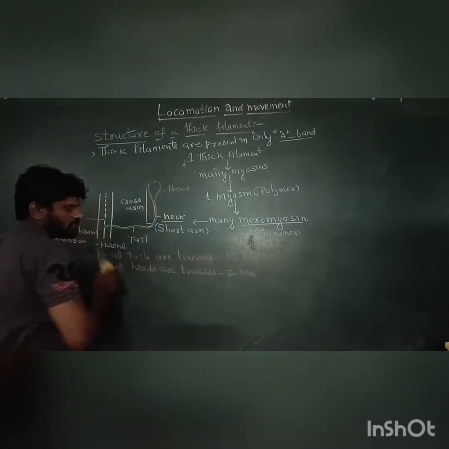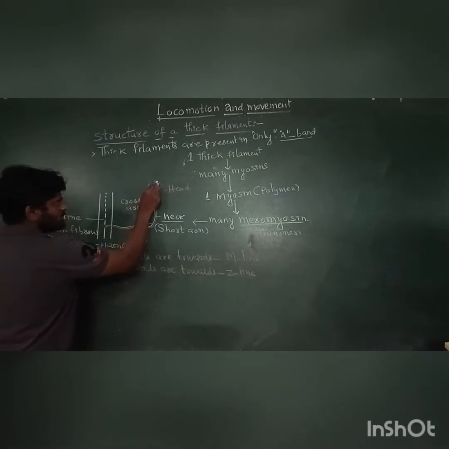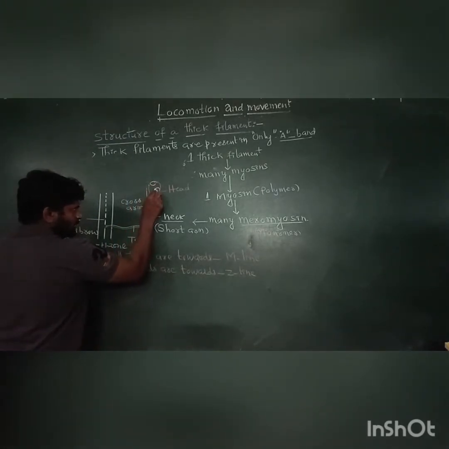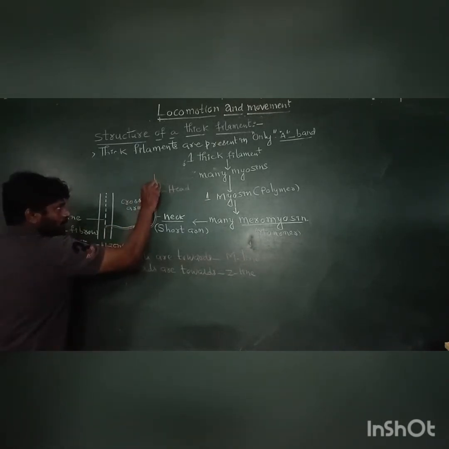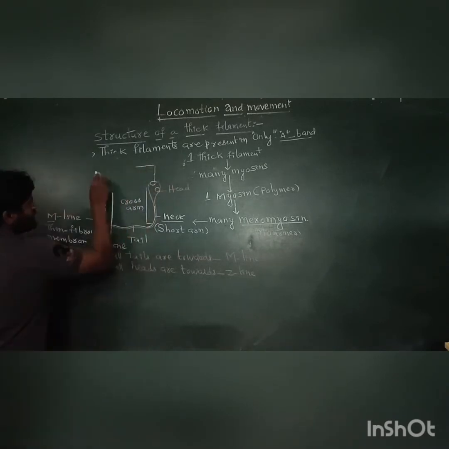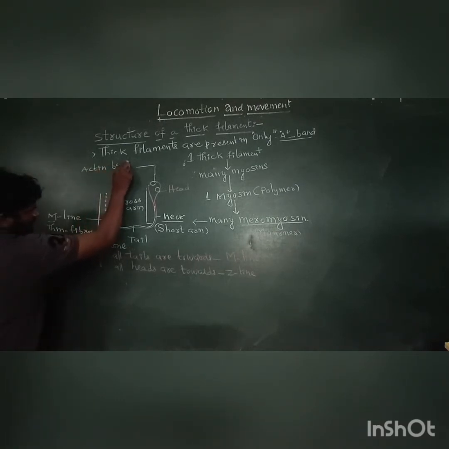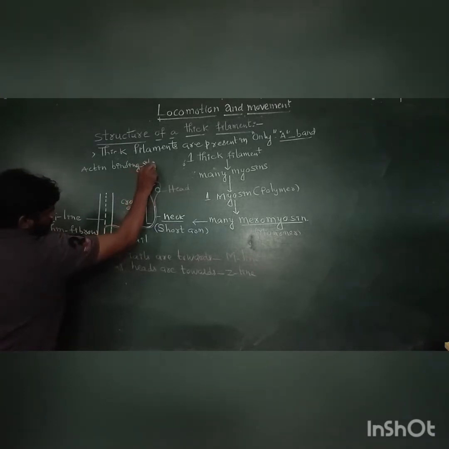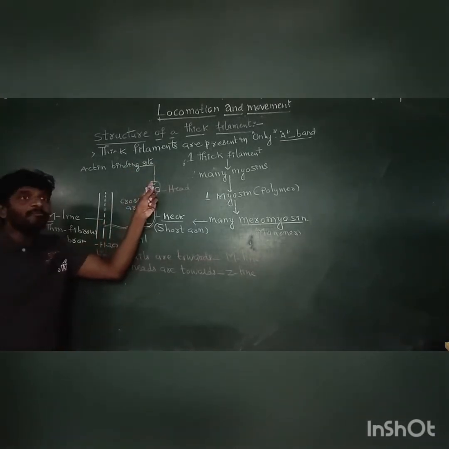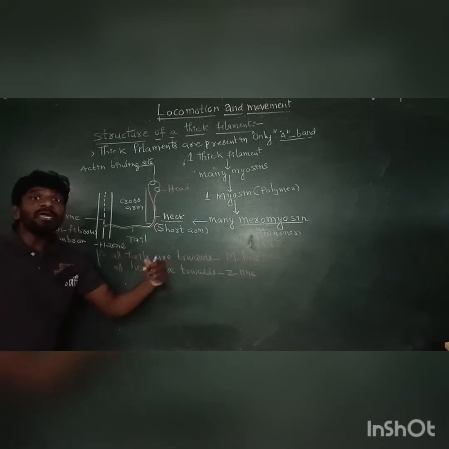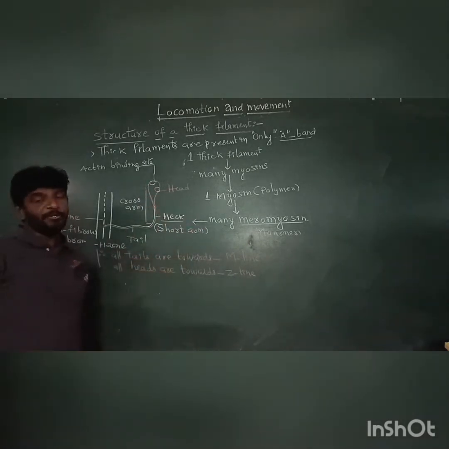So when the active sites of the actin are exposed, this is the myosin head, myosin neck and myosin tail. Tails are towards the M line, this is the neck of the myosin and this is the head of the myosin. The head of the myosin has two binding sites. The upper binding site is the actin binding site. This is the active site of the actin and this is the binding site of the myosin. It fits like this and reacts like this. I think you understood.